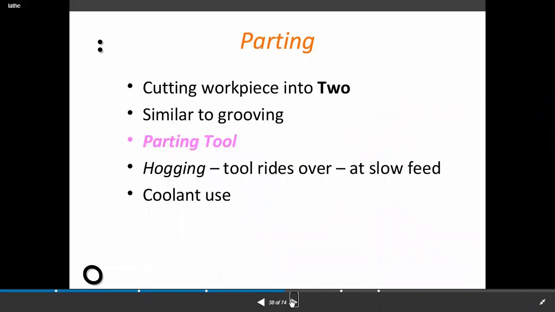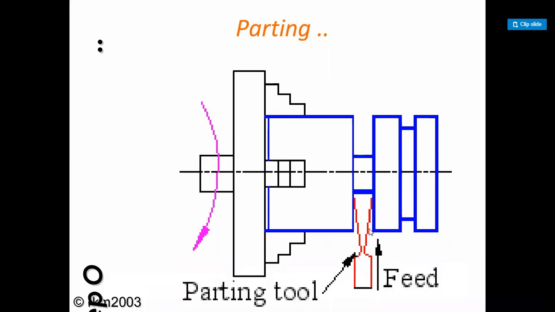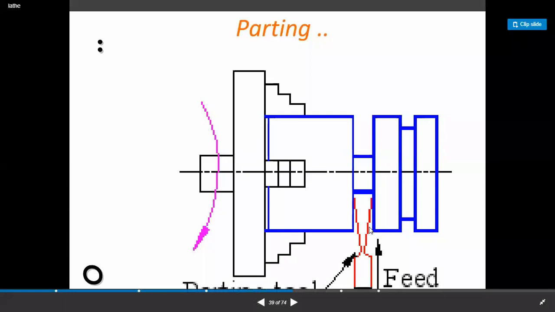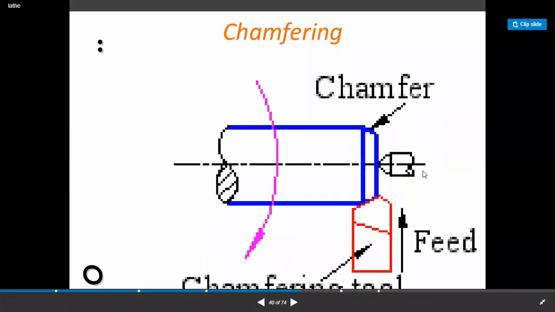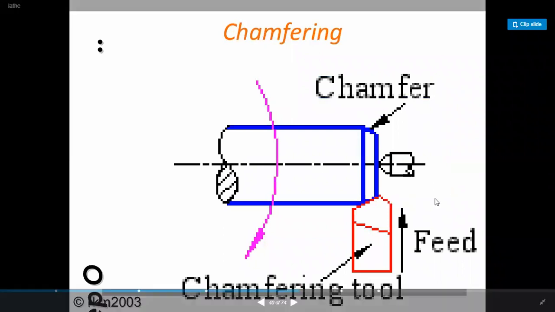Then parting operation is there. In parting you are separating the two pieces. Parting means you have to separate the required piece into number of pieces. That parting is separating. So that is a parting tool and you have to give the feed in this straight direction along that facing side. That is parting operation. Then after parting, as I have discussed earlier also, chamfering operation.